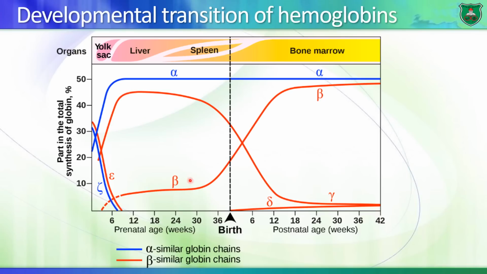Now in the adult stage, we have an increase in the expression of the beta polypeptide and a decrease in the expression of the gamma polypeptide. And we have another polypeptide known as the delta, which is not expressed highly in adults. The expression of these polypeptides is actually different during developmental stages.